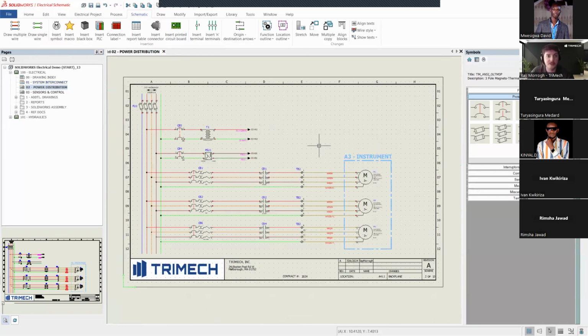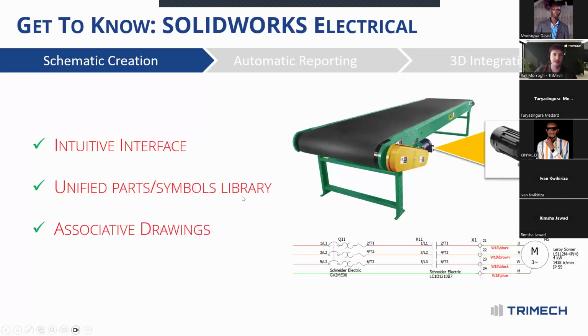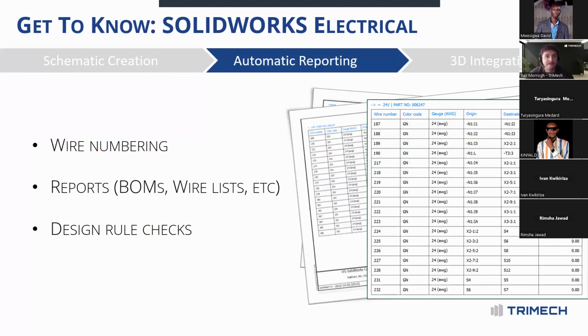Any questions about the schematic tool? We're about to go back to our PowerPoint. And just, again, we have an interface that shouldn't be too unfamiliar for you all. It's a unified parts and symbols library that contains a lot of information about manufacturer parts and footprints, as well as associative drawings. So changes in one place are updated everywhere. Any questions before we get into reporting?